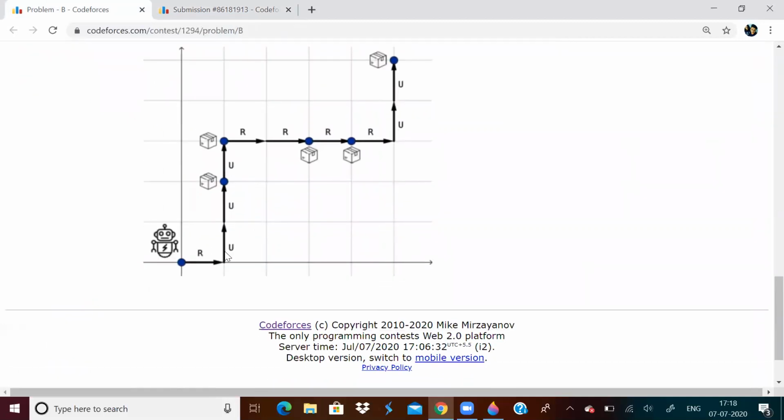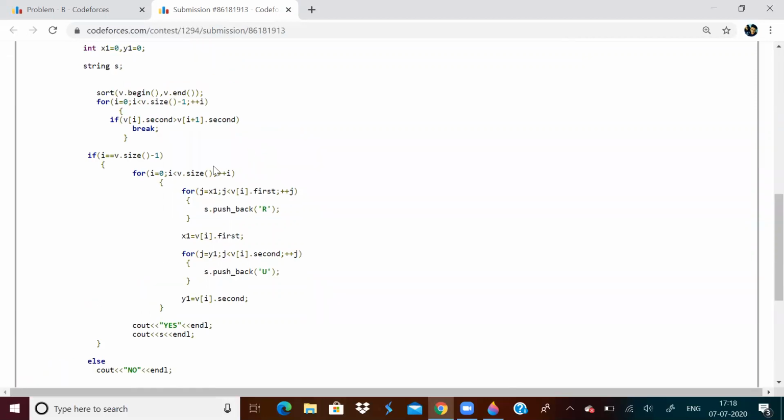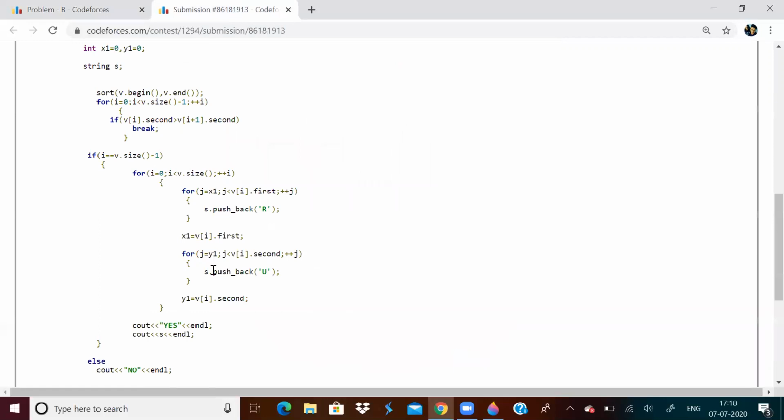So you can see over here, this is the first point. We are over here. If I have to go to this point, how many times do I have to go right? Right once. So I have to store in the string right once. So I'll store right once. Now I have to go up. After going right, I have to go up. How many times do I have to go up? 2 times. I have to store that in a string.